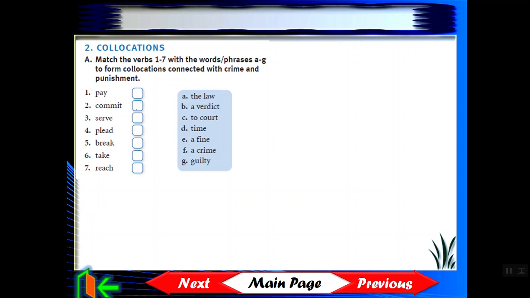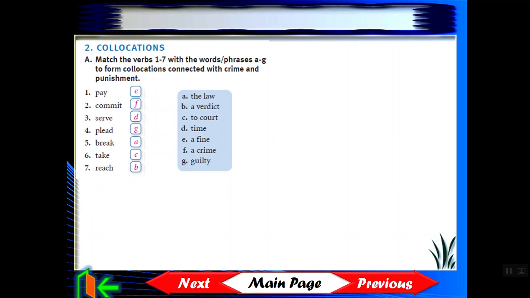For the words, you're going to match the words on the left with the words on the right. And all of them are about crime and punishment. So the first one, number 1, is pay what? Pay a fine. What is a fine? You pay money. A fine, مخالفة. Okay? That is the first word.